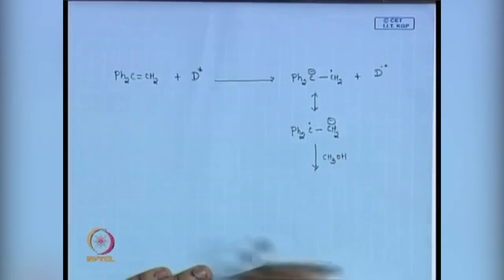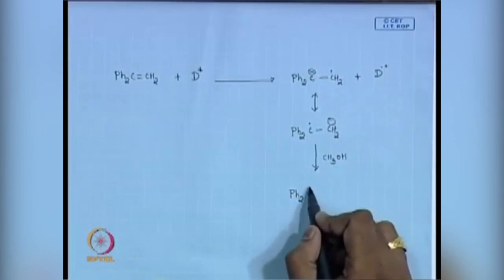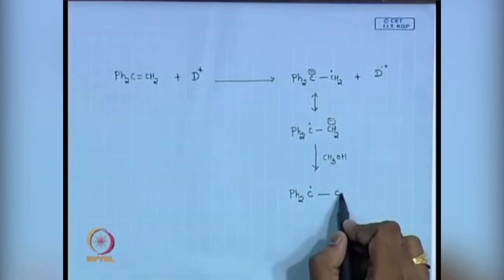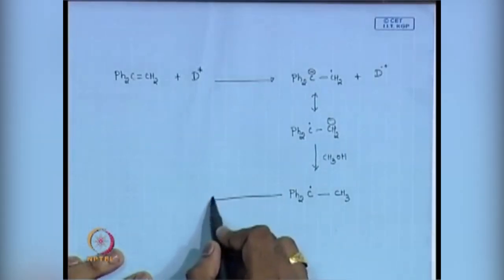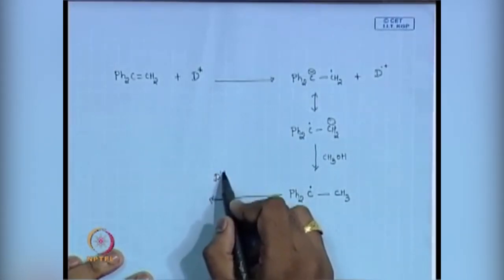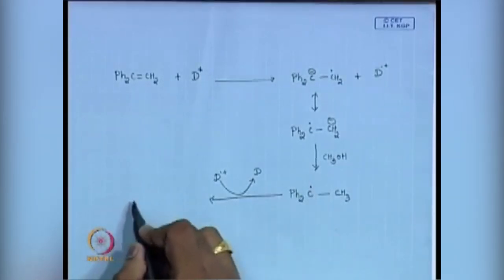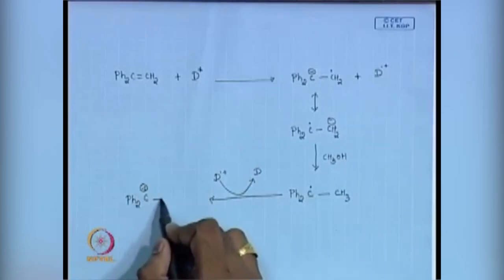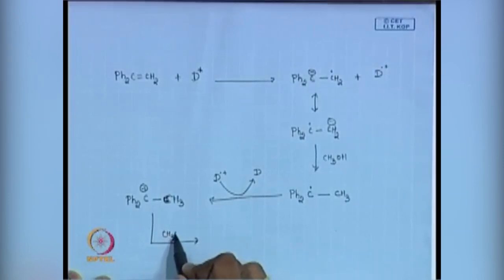So, if it reacts with methanol, this will abstract a hydrogen. We get Ph2CH, the CH3 there, right. So, now again your donor comes. It can get this electron back, radical, sorry, to Ph2C plus CH3. Now, then it can react with your methanol, giving you the product.